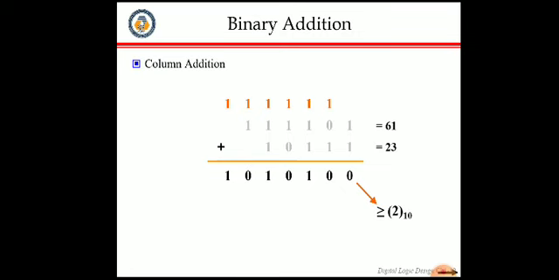The decimal equivalents are, first number is 61 and second number is 23. Okay, let us see, 84. In the binary equivalent also, the binary value of this addition is 1010100. Its decimal value is 84.